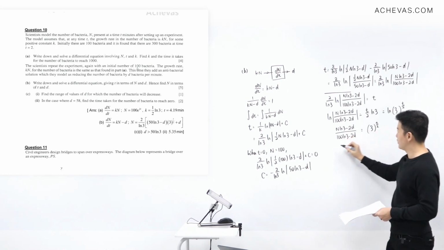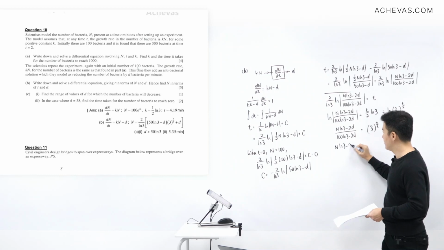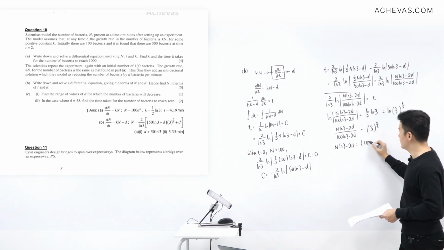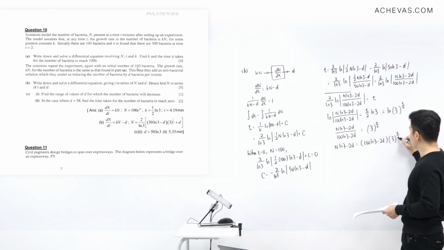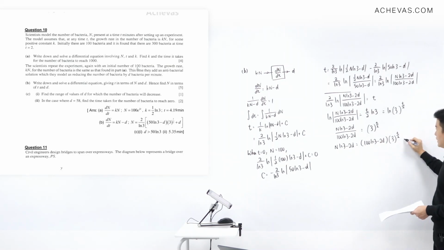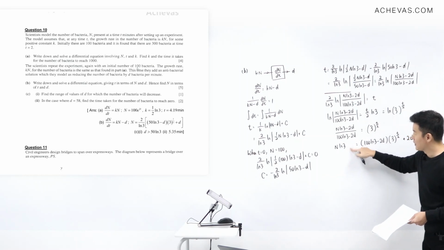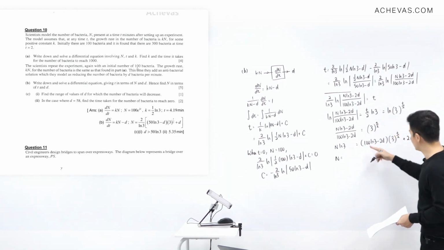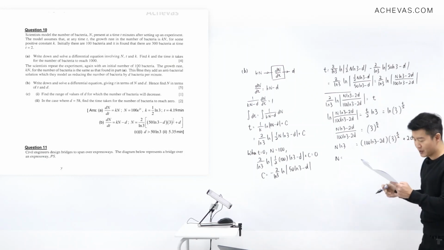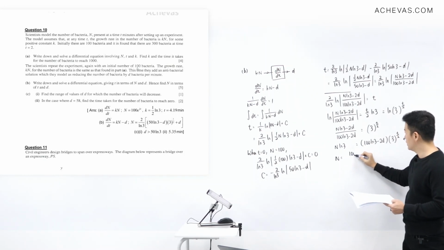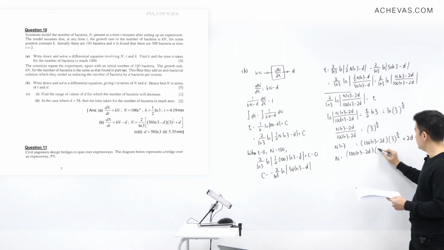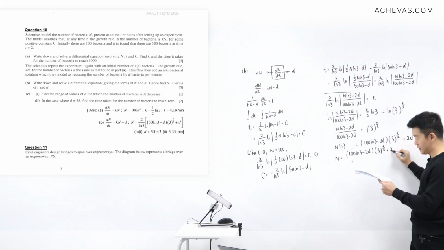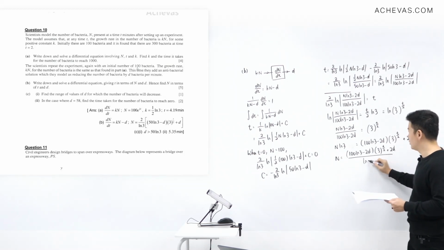I'm going to multiply across to the other side, so n ln 3 minus 2d is going to be equal to 100 ln 3 minus 2d, then 3 to the power of t over 2. 2d, I'm going to bring over to the other side. Let me be a little bit lazy, so plus 2d, I'm just going to erase this. So we have n to be equal to this divided by ln 3. So it is going to be equal to 100 ln 3 minus 2d, then 3 to the power of t over 2 plus 2d, divided by ln 3.